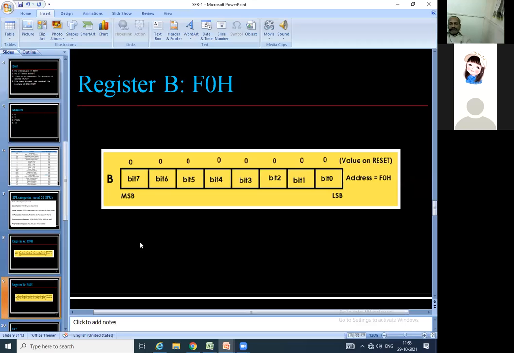Similarly for register B, the location in the memory RAM is stated at F0H.